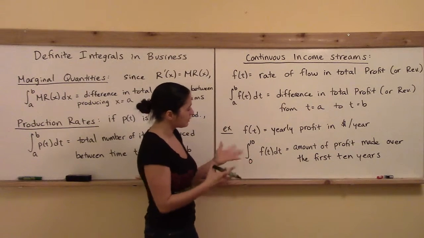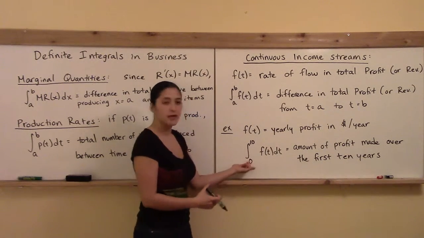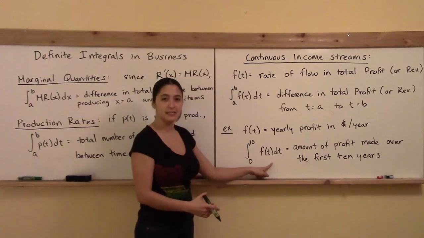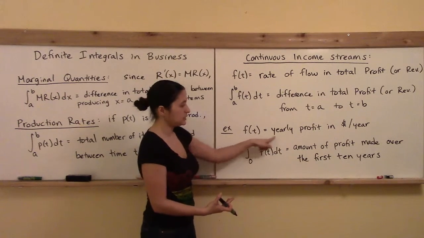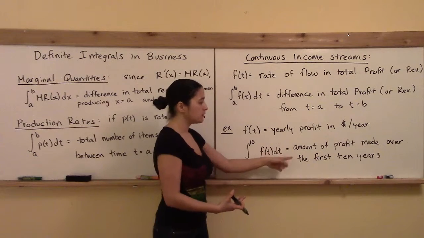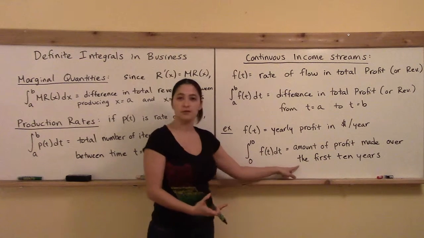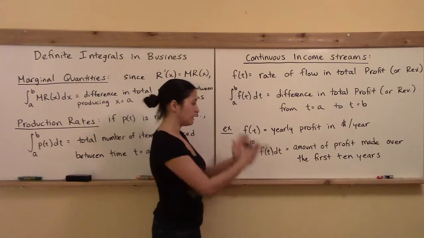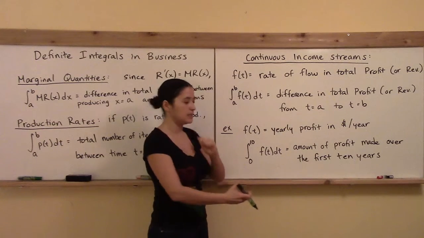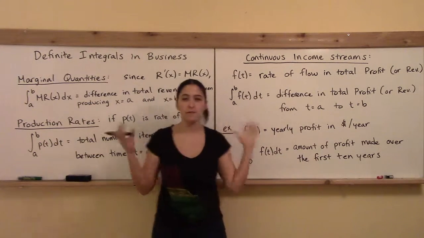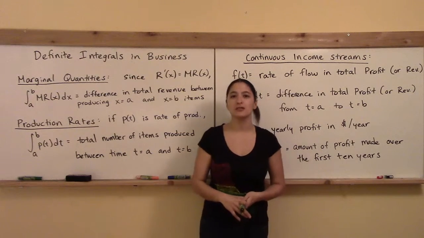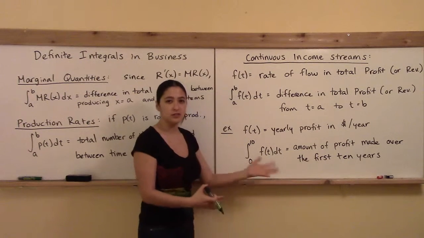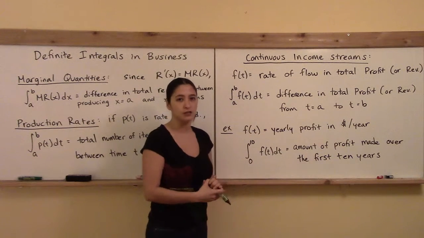And then if they're asking a question to find the total thing, then you have to take the integral of that derivative. And so if I took the integral from 0 to 10 of f of t dt, that would be, if f of t is yearly profit in dollars per year, the total amount of profit that I made over the first 10 years. Or I could also say that's the difference in the amount of profit that I've made after 10 years, subtracting off the amount I've made after 0 years. Alright, so in all of these examples here, we see that we're integrating derivative type quantities, and then when the integral is a definite integral, the answer is the difference between 2 points on the corresponding total quantity.